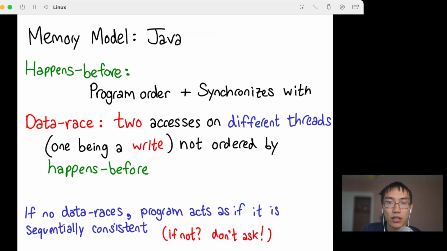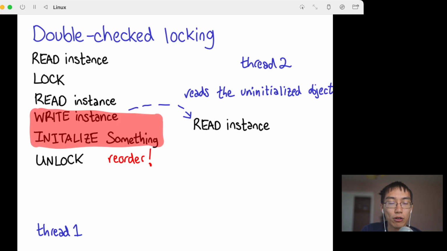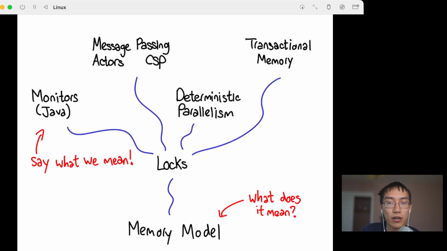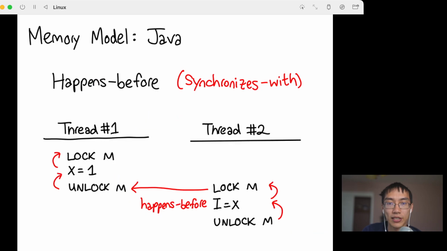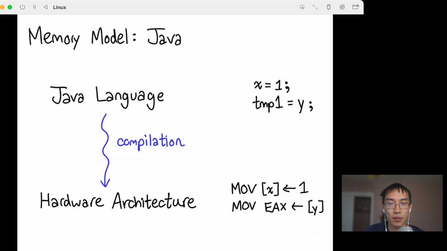I'm not going to get into the Java memory model. Next time I will talk about the Java memory model and then hop to software transactional memory. Before I get there, I do want to talk about the Java memory model because it is important. So in the last 2 minutes, any questions about concurrency in general?